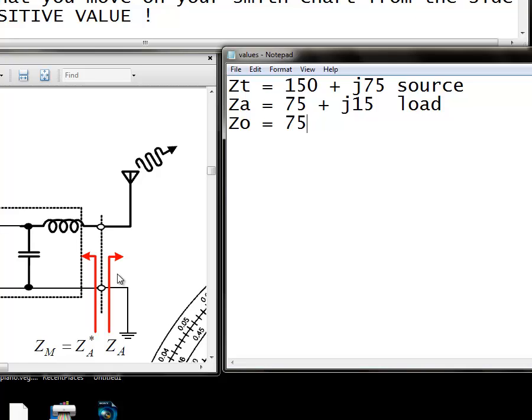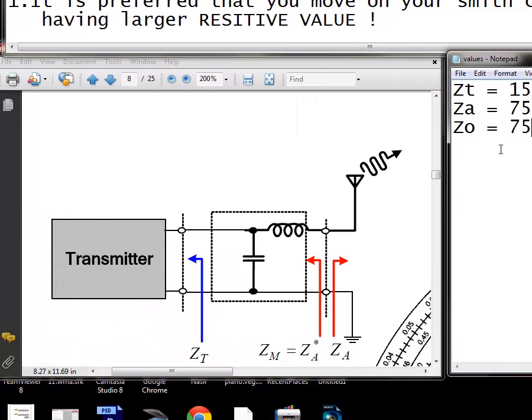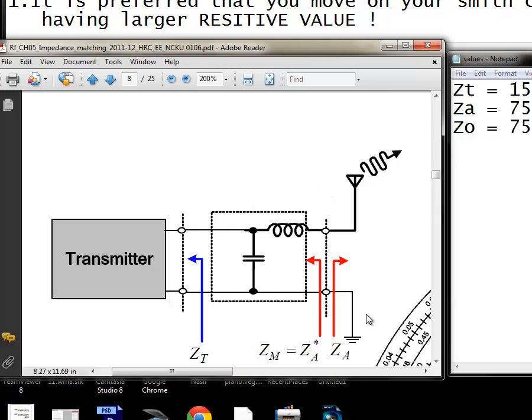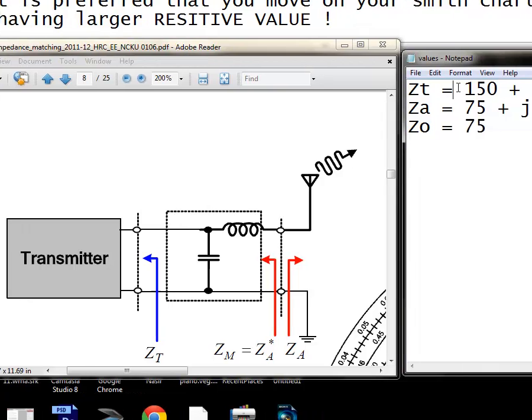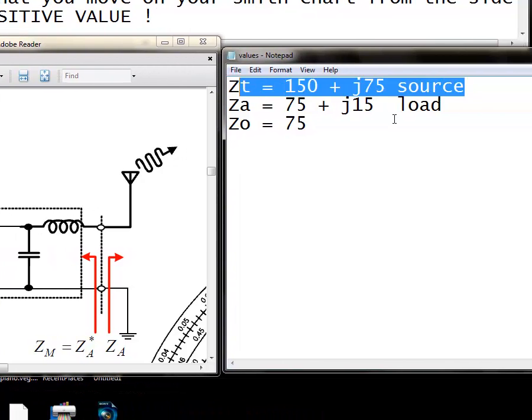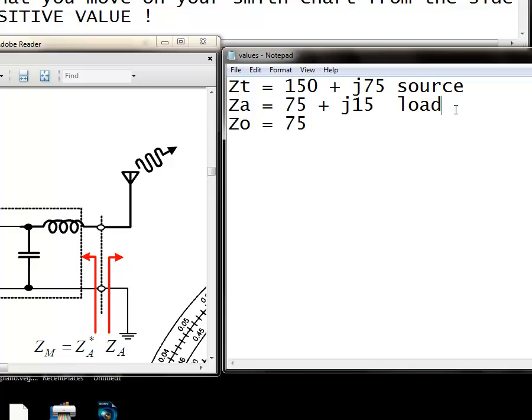...in which both the load and the source side are complex in nature, or both the impedances are complex. We have a circuit over here. In this circuit we can see that there is an antenna, which is our load, and a transmitter, which is our source. ZT is the impedance of the source and ZA is the impedance of our load. The values of ZT and ZA are mentioned over here, and we have taken our Z0 to be 75.